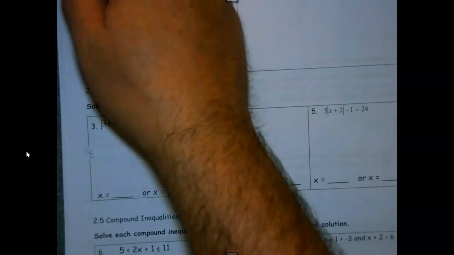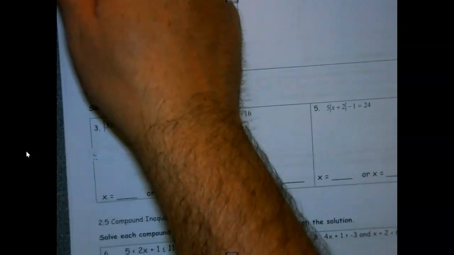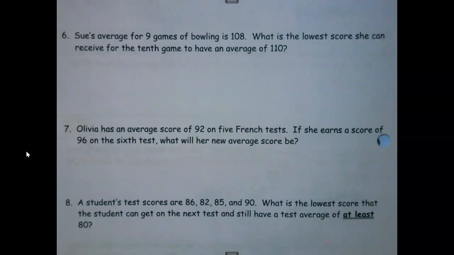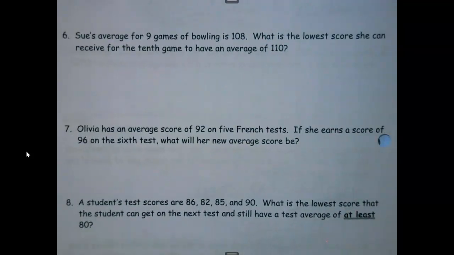So let's see. Do we have any weirder ones in the bottom? Oh, we do. Okay. One more weird one. Number 6. Let's make this simple. Sue's average for 9 games of bowling is 108. What is the lowest score she can receive for the 10th game to have an average of 110?